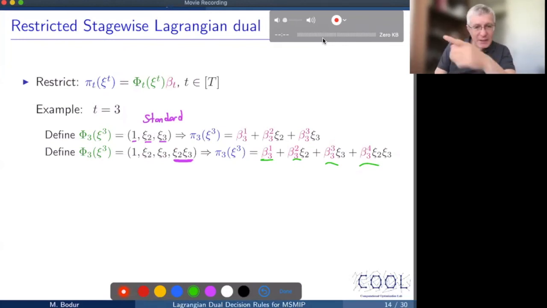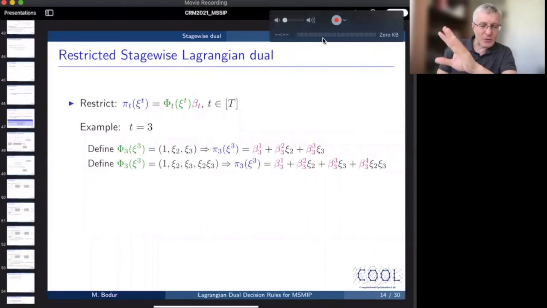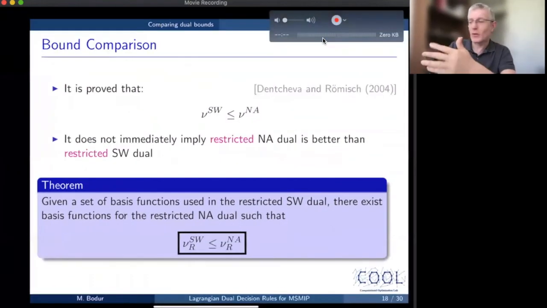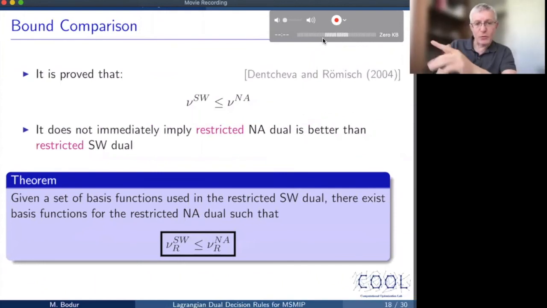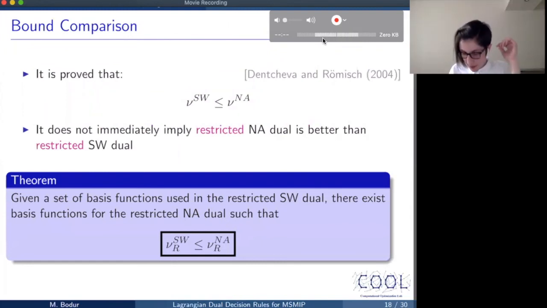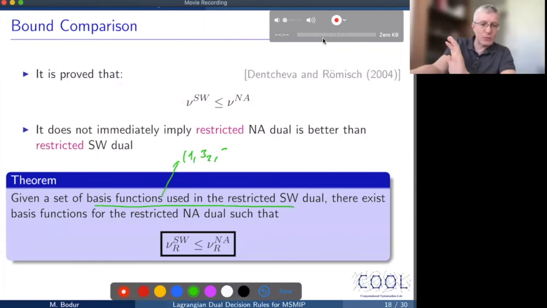I have a question related to Walter's question, the basis function, because you had the result that the non-anticipative bound is better than the dual, right? I mean, there's an existence result, right? There you said that there exist some basis functions for which this is better. Yeah, but it's a constructive proof. So you can actually find these basis functions, and are they related to the ones, I mean, if you're given a set for the stage-wise, from those basis functions you construct a new set of basis for the non-anticipative? Yes. How does it work?